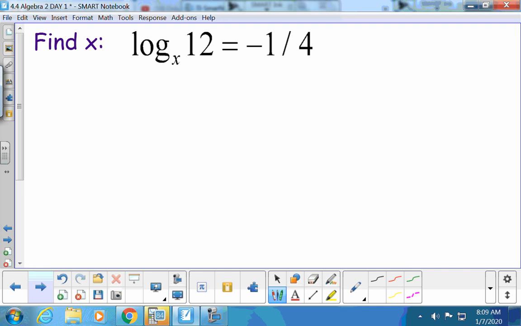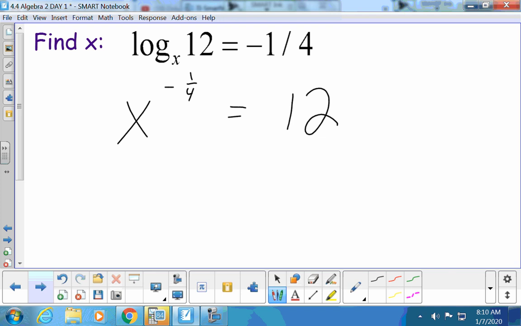This time looks like the base is missing. So we've got log base x of 12 equals negative 1/4. Oof, we got a fraction here. Let's see if we can figure this one out. How would I write it in exponential form? Alex, haven't heard from you today. x to the negative 1/4 equals 12.